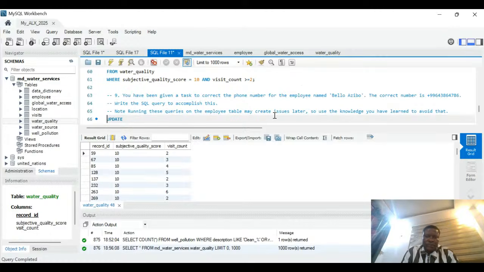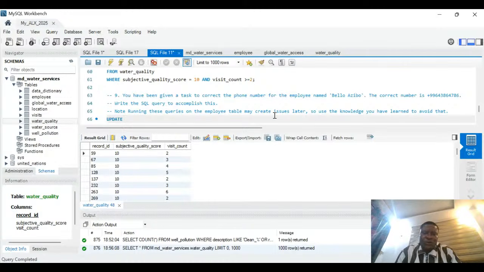Question number 9. They say you have been given a task to correct the phone number for the employee named Bello Azibo. The correct number is +99643864786. Write the SQL query to accomplish this. So we are supposed to update a record or some information within one of our tables by the mention of the employee name, phone number, and so on.